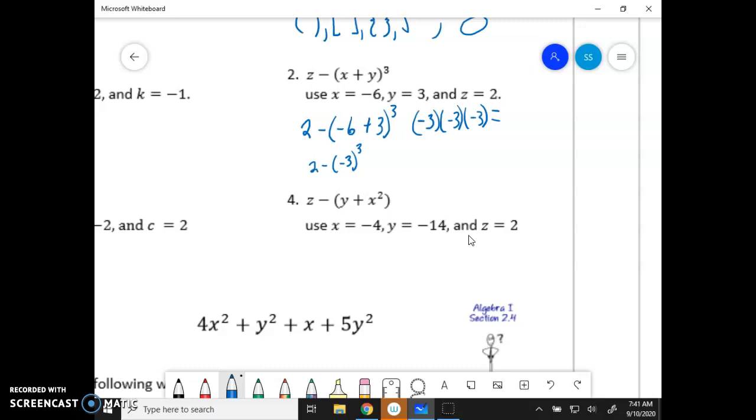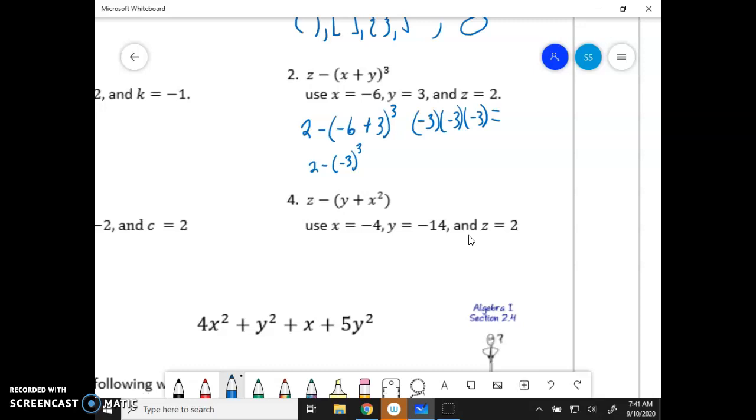Just remember, if you have a negative, you should use your parentheses keys. That way your calculator recognizes that you're squaring, you're cubing, or you're raising that number to the actual power. Because if you don't put it in the parentheses, you could get the wrong answer. All right.